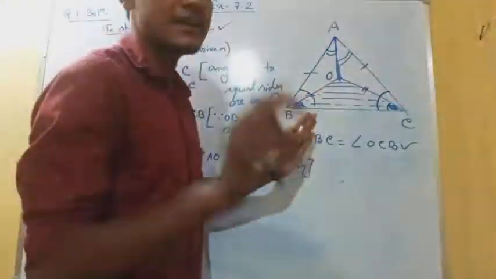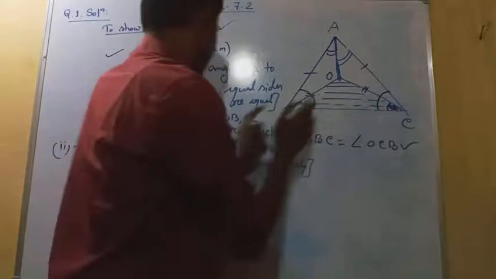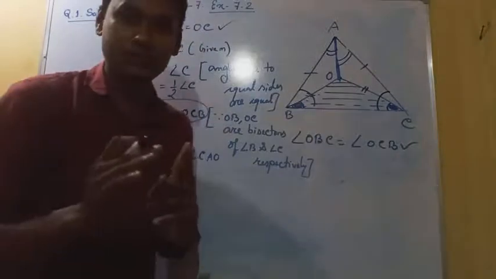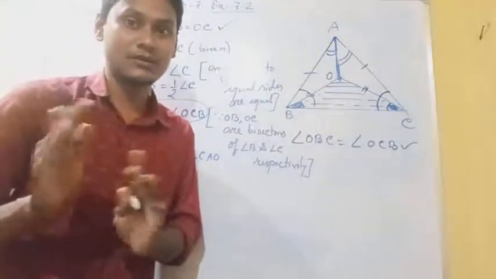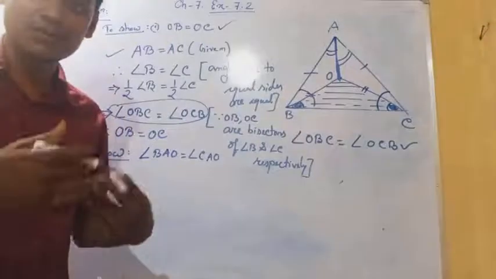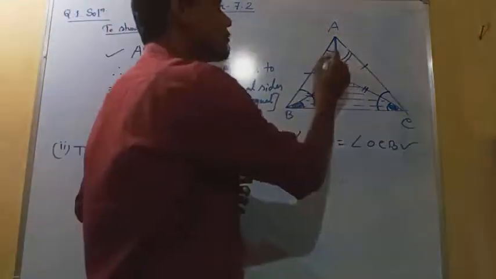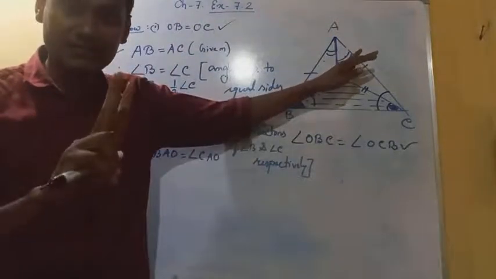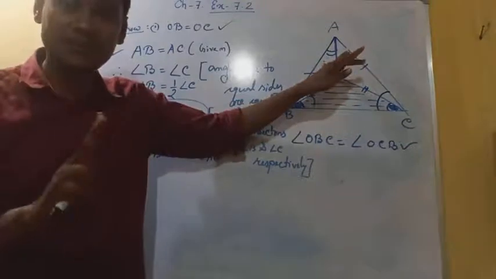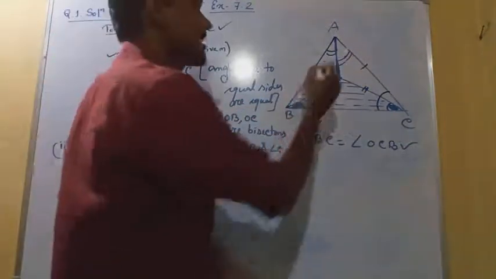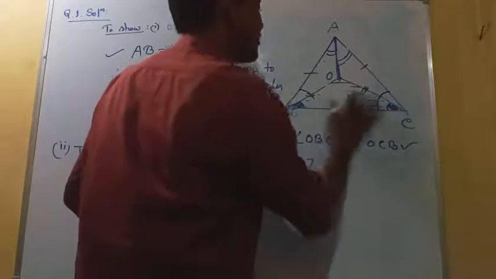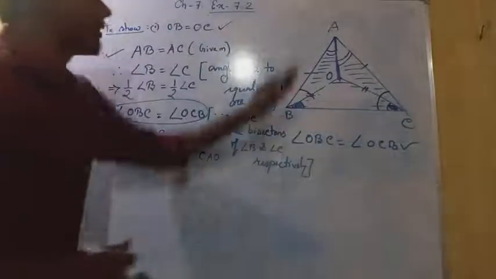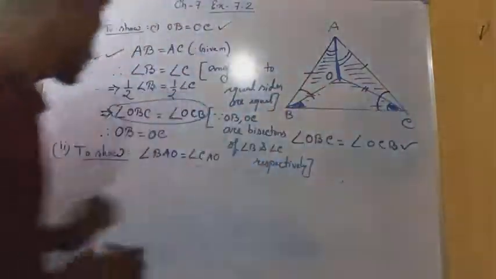In the earlier cases, the two angles that we were supposed to show belonged to the same triangle. That's why we used the concept of angles opposite to equal sides, or sides equal to opposite angles. Now, if you observe these two angles carefully, they belong to two different triangles. That's why this time we can use the concept of congruence. I need to pick out the triangles. I'm talking about triangle AOB and triangle AOC. So let's move to this one.